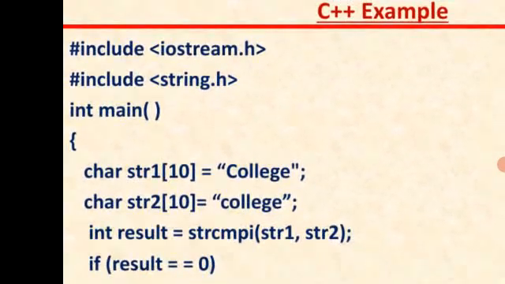Here you know that our program begins with the header files. I have included iostream.h, our first header file. The second one is string.h. You know, I am using the string functions, so I have to include the string.h header file. After that, we have the int main function, and then the open brace.